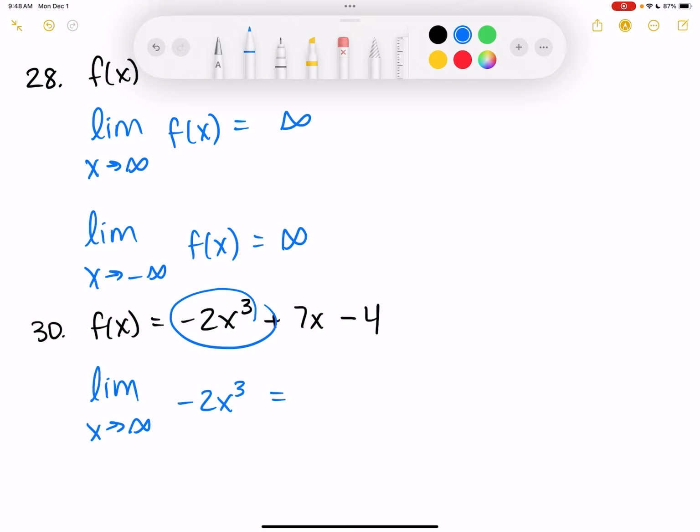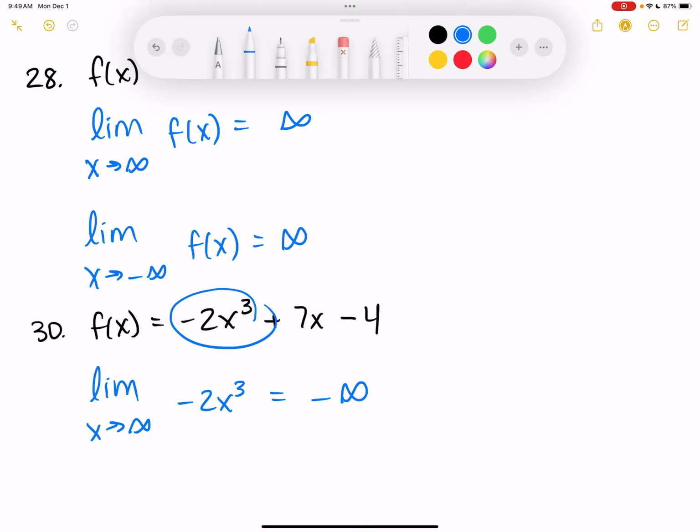So if I plug in positive 500 and I raise it to the third power, all I care about is, is it positive or negative? Just the x cubed part. Still positive. I plugged in a positive number to x. Now, it's being multiplied by a negative number, so it's ultimately negative. So this one is negative infinity.